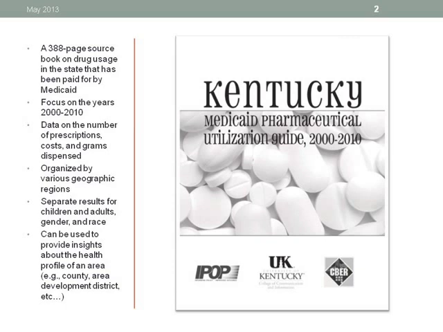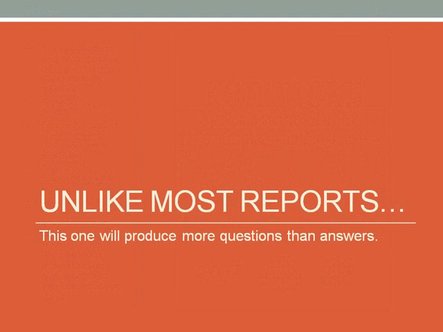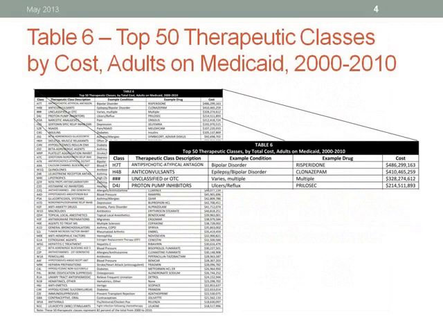And this report can really be used to provide important information about the health profile of an area. It could be used to strategically allocate resources within a region, within the state. And it can also be used to improve health literacy, not only among the population, but also for providers. Unlike most reports, this one, I think, produces more questions than answers. And here's an example.